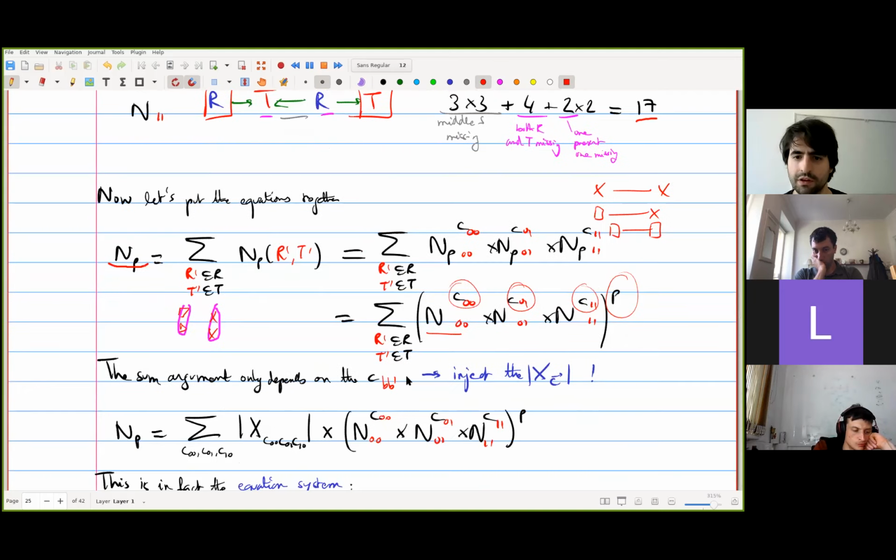And this means that since the R primes and T primes of the same type have the same cardinalities, so the same C00, C01, C11, they behave the same way, I can instead decide to sum over the possible cardinalities of types. And I have as many terms in my sum as I have subsets of vertices of the bipartite graph having these type cardinalities.